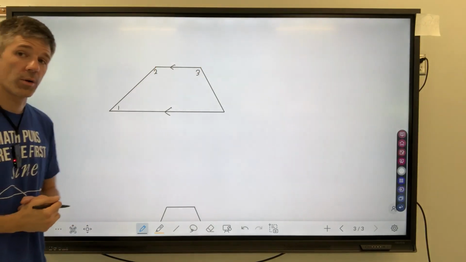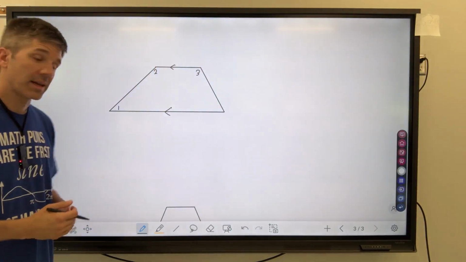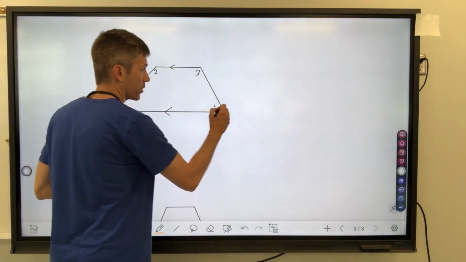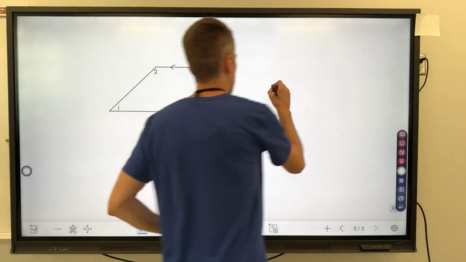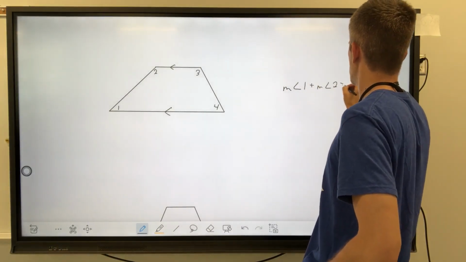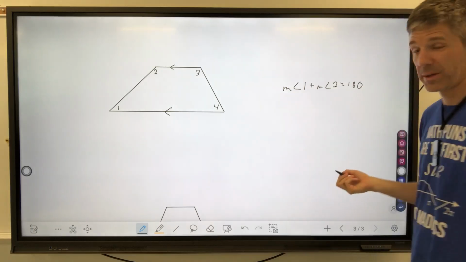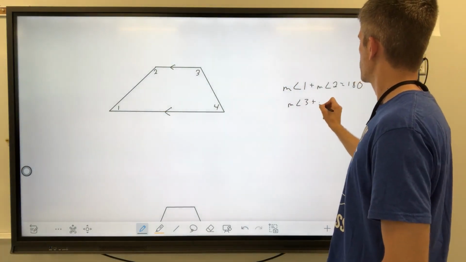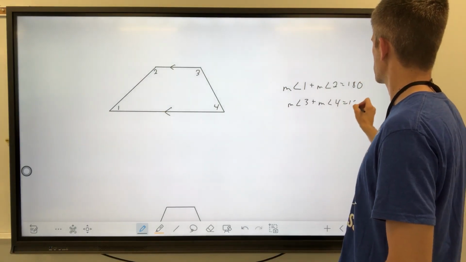Angle 1 and angle 2 are going to be supplementary, meaning I can add the measure of angle 1 and the measure of angle 2 and I'll get 180. Put an angle 4 down here. And I think over on the side we can just say the measure of angle 1 plus the measure of angle 2 is equal to 180, and that makes it supplementary. And we'll say the same thing about 3 and 4. So the measure of angle 3 plus the measure of angle 4 is equal to 180.